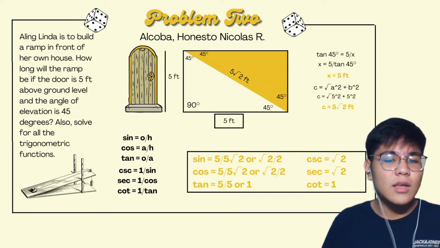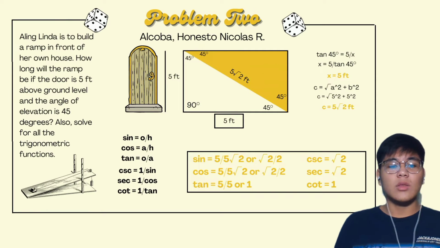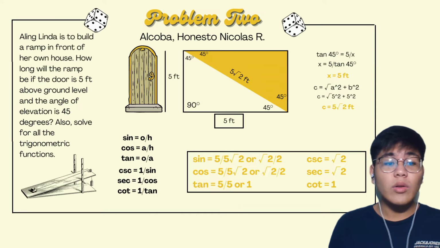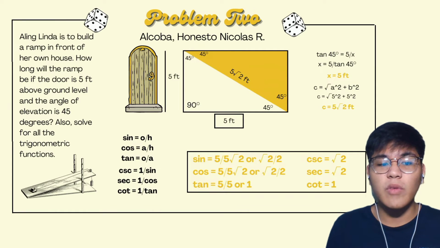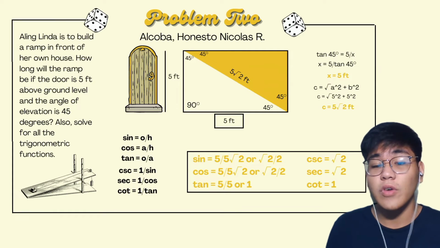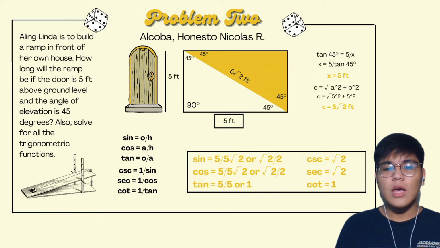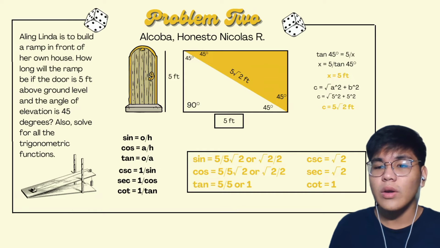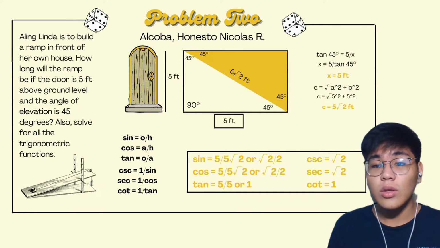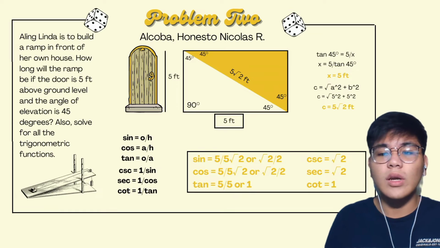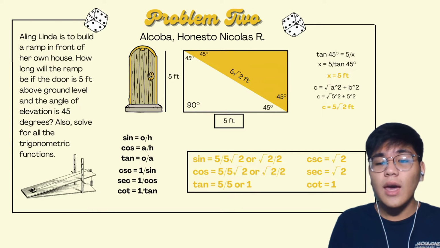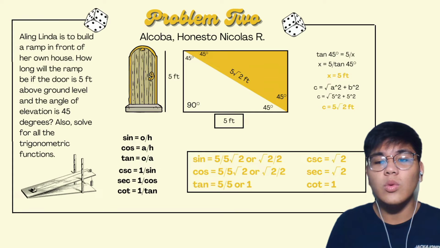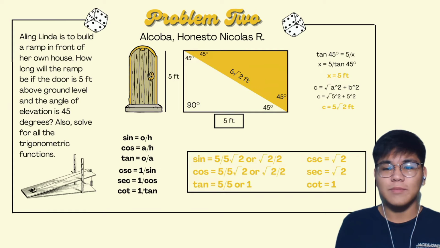So much of that. So what we need to know here is how long will the ramp be if the door is 5 feet above ground level and the angle of elevation is 45 degrees. So again, just like what we did earlier, we need to use tan. So tan 45 degrees is equal to 5 over x. X is equal to 5 over tan 45 degrees. We have x is equal to 5 feet.